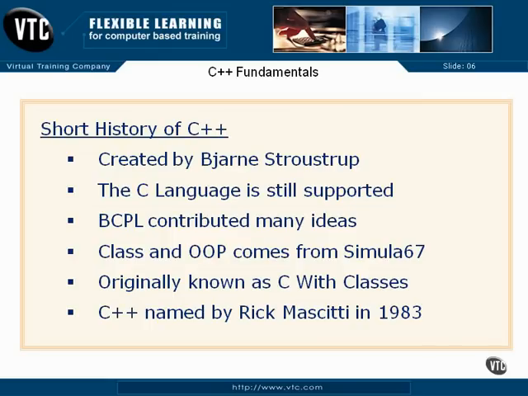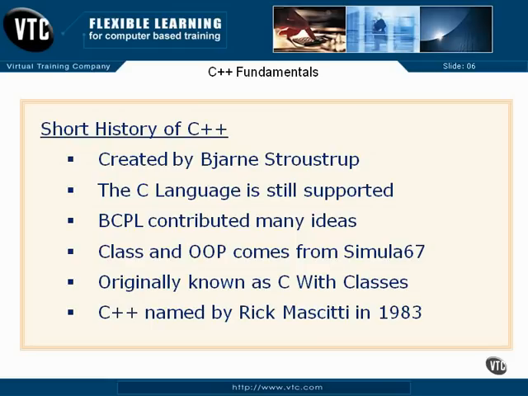The class constructions and the object-oriented programming ideas come from a language called Simula 67. When Stroustrup created C++, he had some projects of his own that he needed to perform, and he called it C with classes.